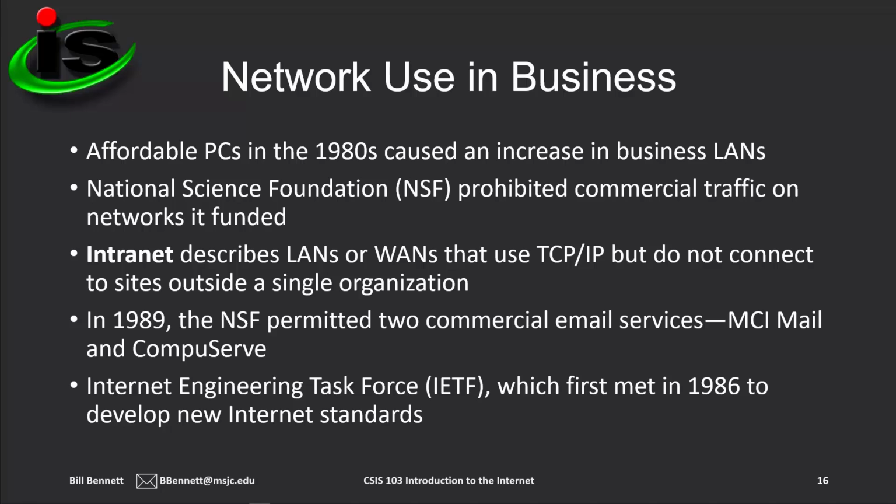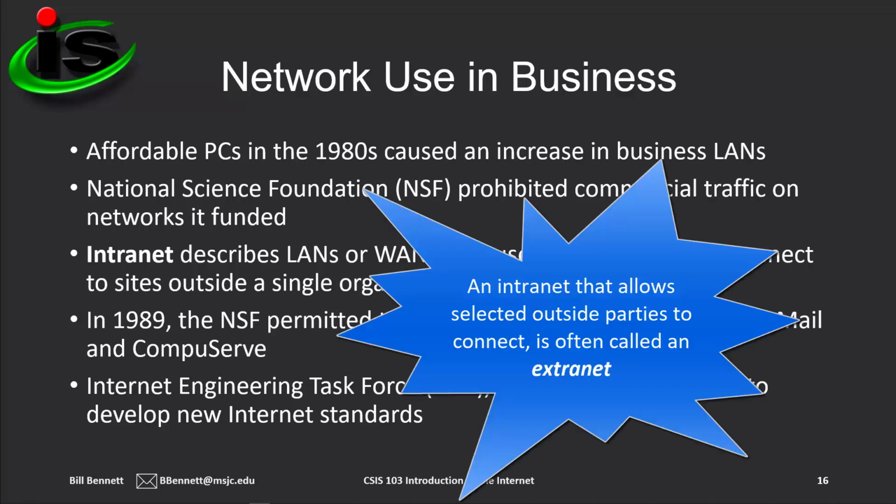Today, people use the term intranet to describe LANs or WANs that use TCP/IP but do not connect to sites outside of a single organization. Although most companies allow only their employees to use the company intranet, some companies give specific outsiders, such as customers, vendors, or business partners, access to their intranets. These outside parties agree to respect the confidentiality of the information on the network. An intranet that allows selected outside parties to connect is often called an extranet.